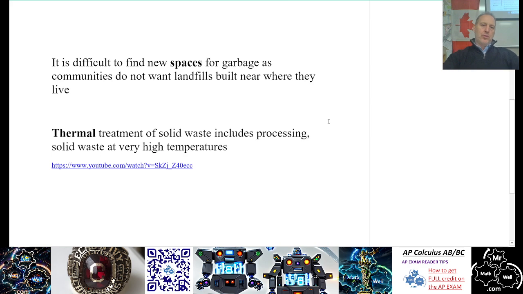Okay, let's talk about thermal treatment. Treatment of solid waste basically is what to do with it. Okay, how do you treat it? Like how do you get rid of it? How do you deal with it?